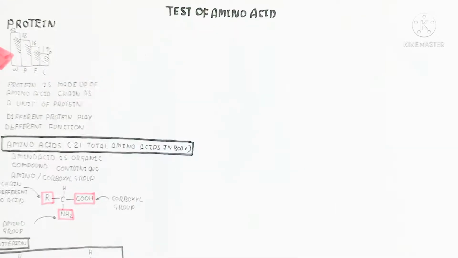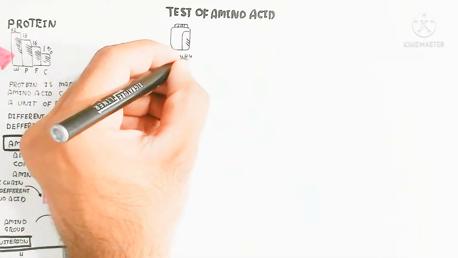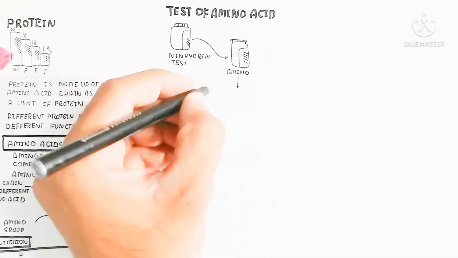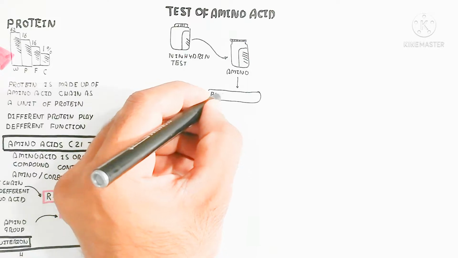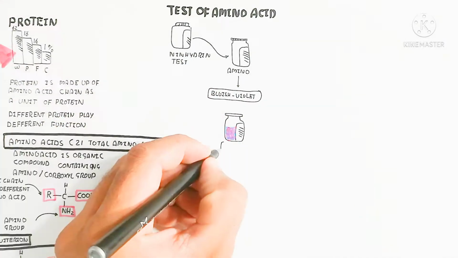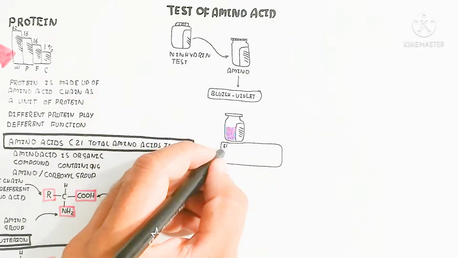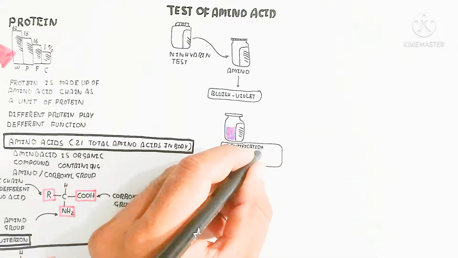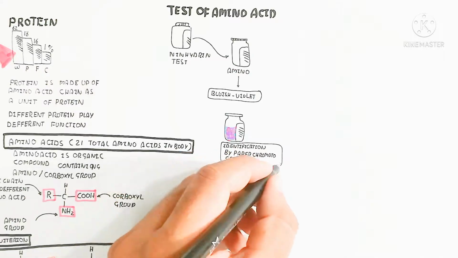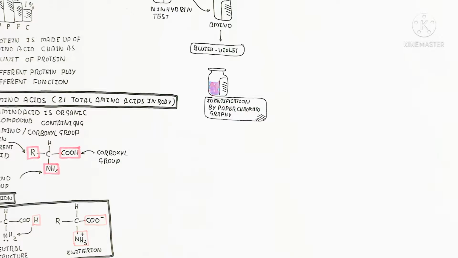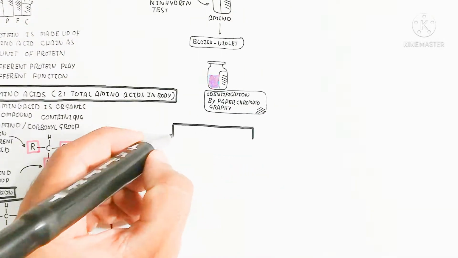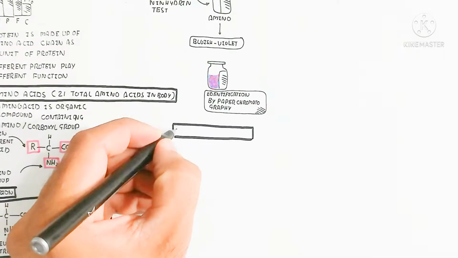Here is a test for amino acids we will discuss. We can test the amino acid in the laboratory with the ninhydrin test. When we add the ninhydrin solution to the amino acid, it shows a bluish violet color. That is the identification, as well as by paper chromatography. Next, we will discuss the peptides of the protein, basically peptide bond formation, which leads to polypeptide formation and produces the protein with the combination of amino acids.